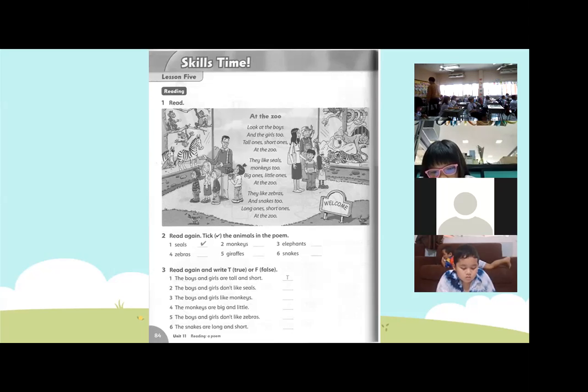Short one at the zoo. Monkeys too. They like zebras. And snakes too. So let's have a look. Are there seals at the zoo? Yes or no? Yes. Very good. Are there monkeys? Yes, so we keep monkeys.